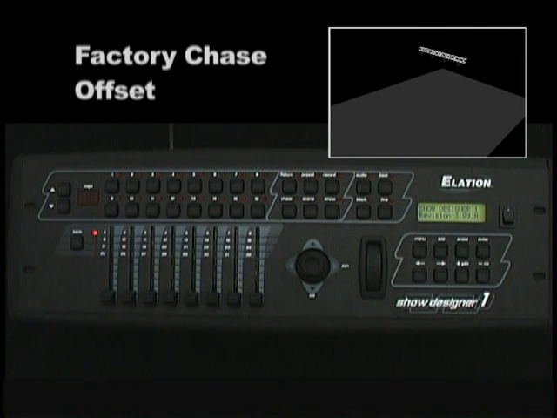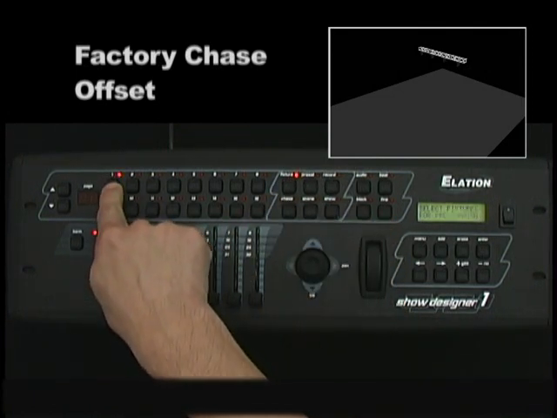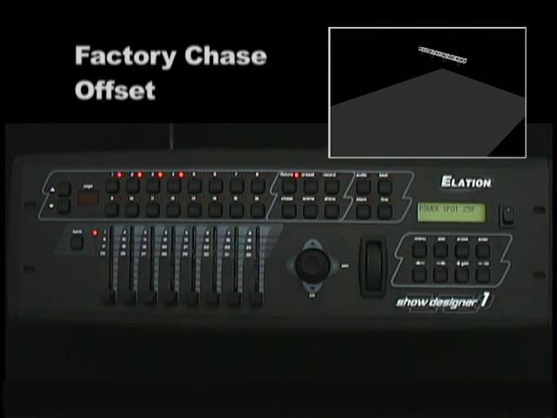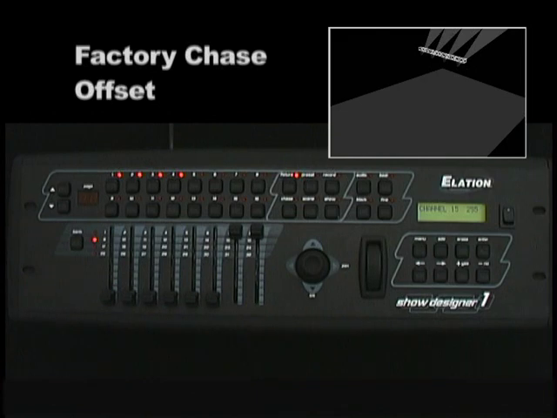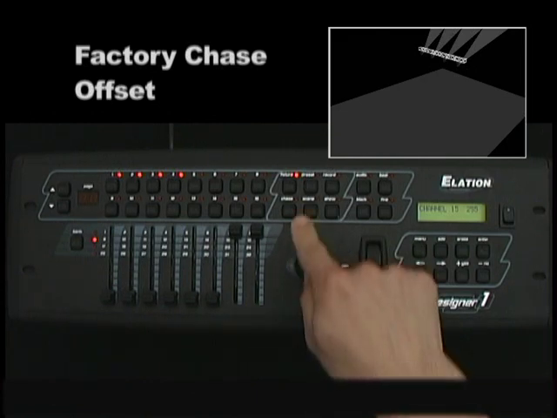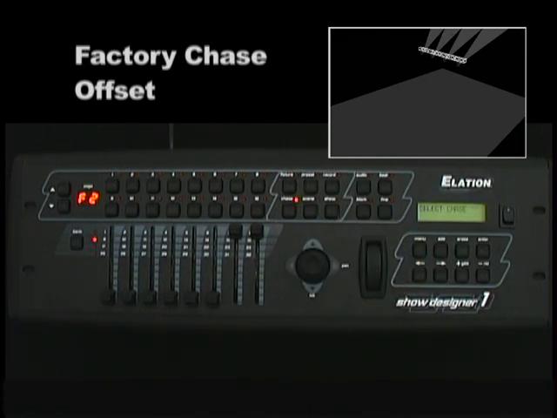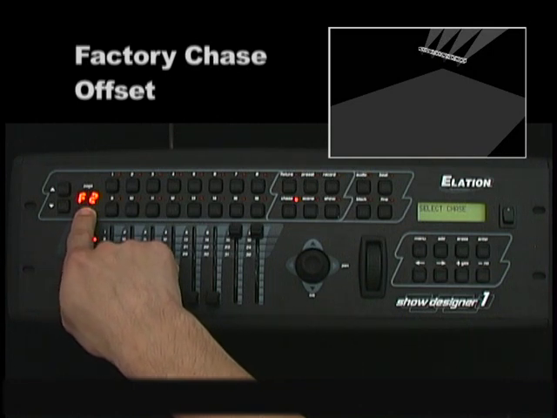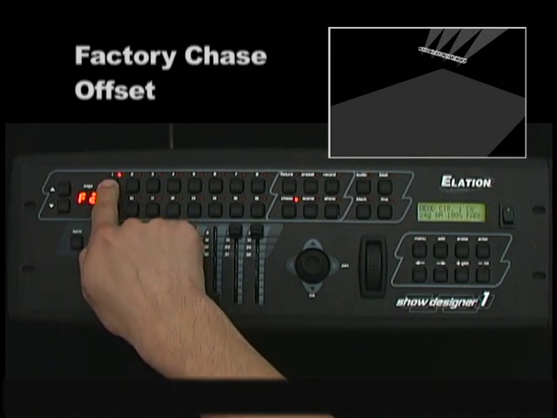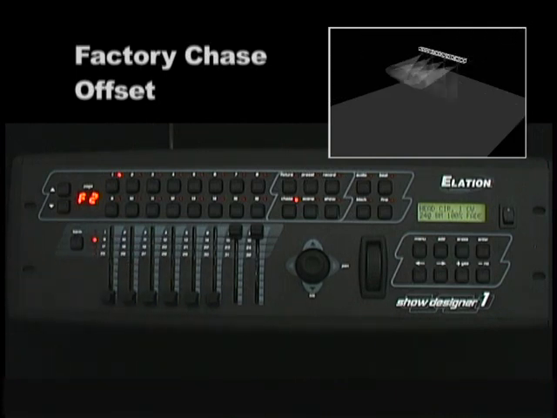We can also adjust the factory chase offset by selecting the fixtures that we want included into the factory chase. I'll open the dimmer and shutter, then select the chase button, select the factory page that contains the factory chase that I wish to incorporate for the selected fixtures, press one of the 16 number buttons to activate the factory chase.